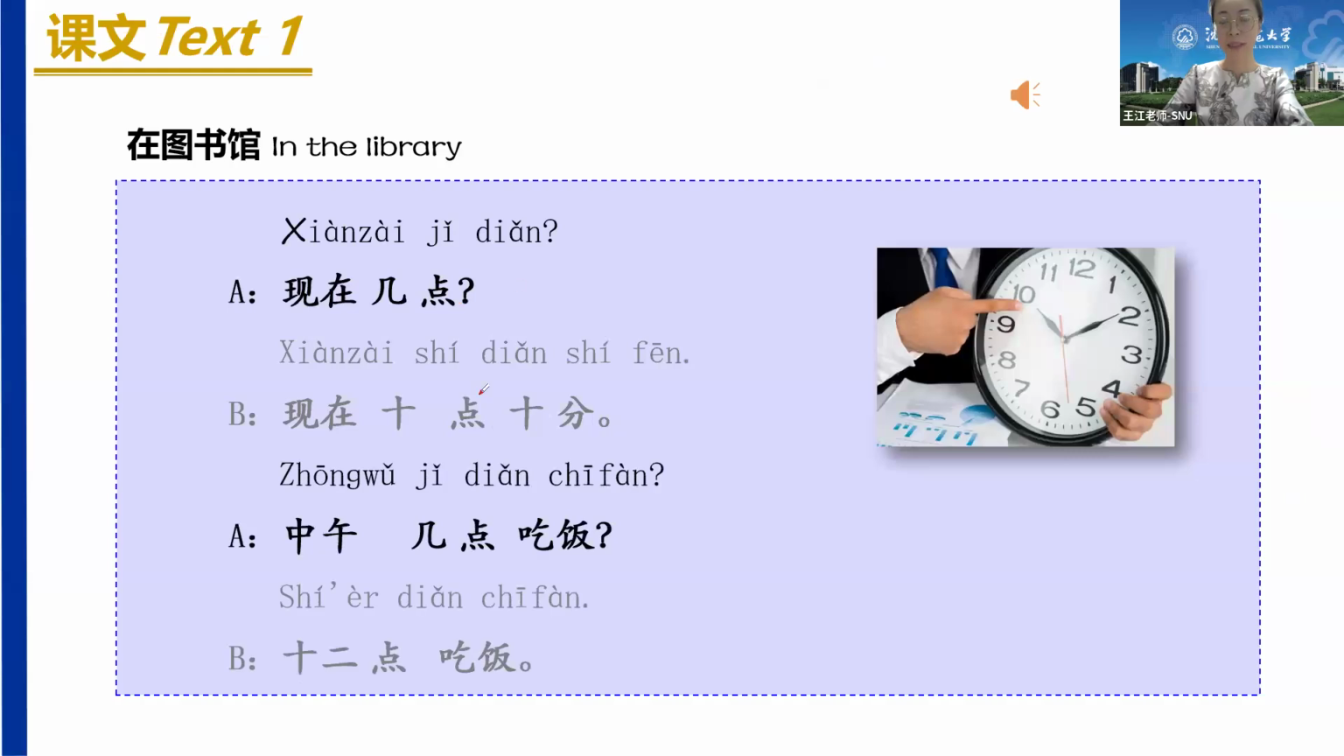Now let's review the text of lesson 11. Please listen to the recording carefully. Lesson 11. What's the time now? 课文一, Text 1. 现在几点？现在10点10分。中午几点吃饭？12点吃饭。New words: 现在, 点, 分, 中午, 吃饭. Okay, let's look at text 1. I've asked you to review the new words and the text after the class by yourself, and to recite the text. Can you recite the text?